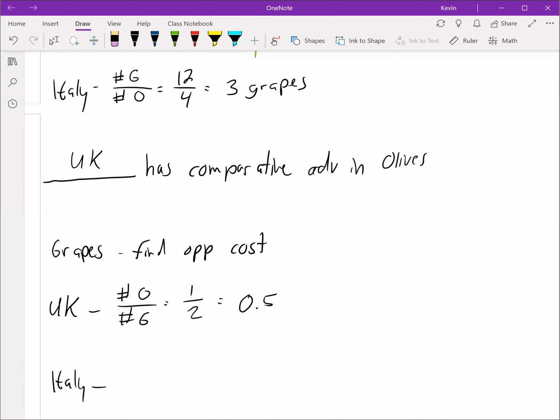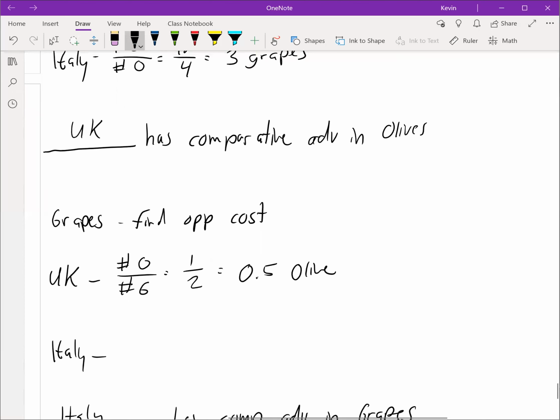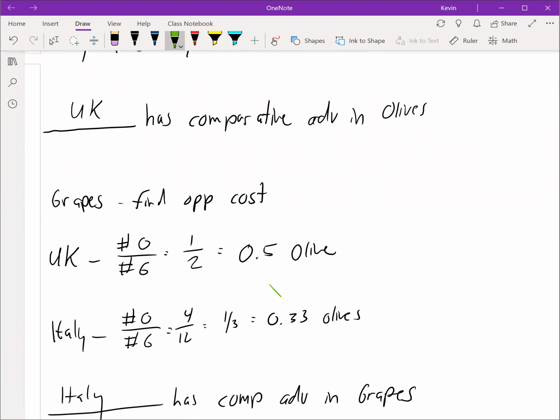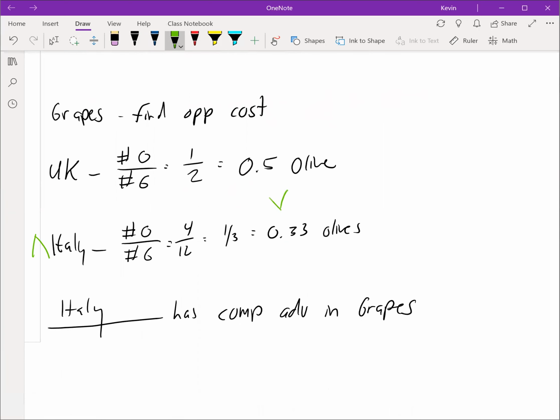Oops, I can write that a little bit neater for you. And on the other side, Italy, again, they'll do the number of olives over the number of grapes. And for them, that'll come out to 4 over 12, which is 1/3, which is 0.33. And again, that'll be 0.33 olives. And again, 0.33 is less than 1/2. So like we expected, Italy has the comparative advantage in grapes.